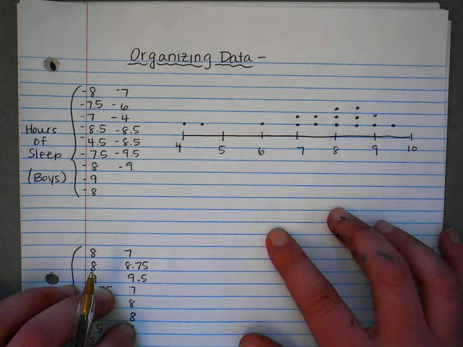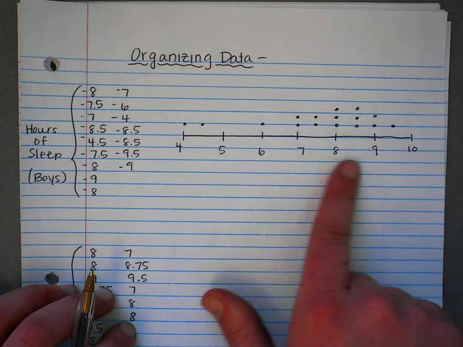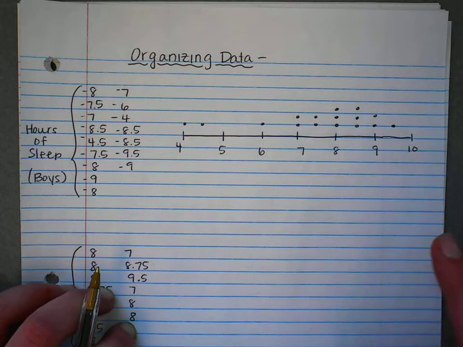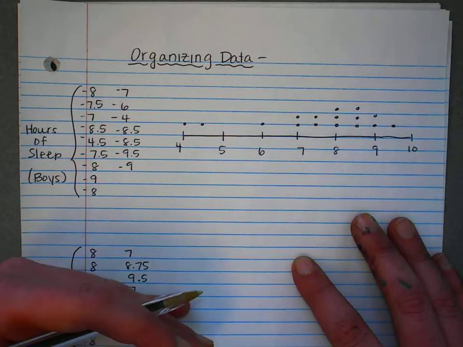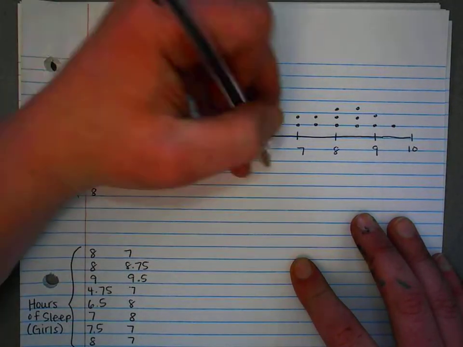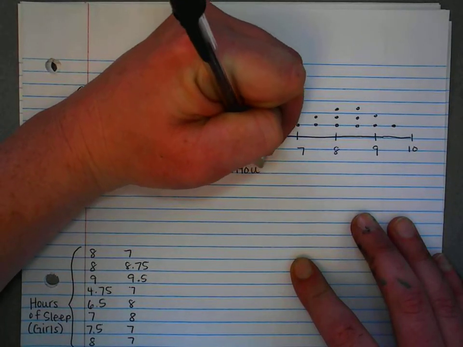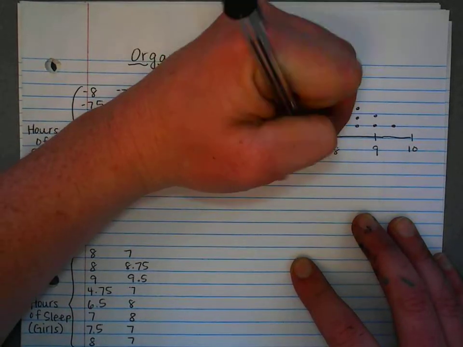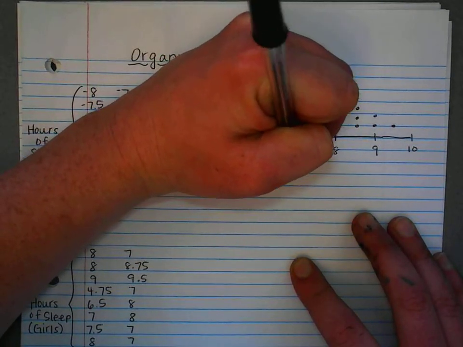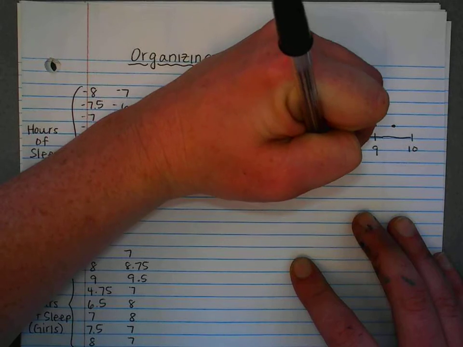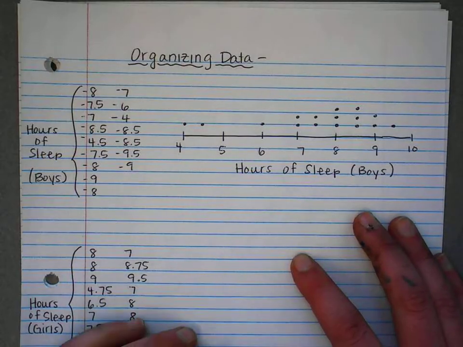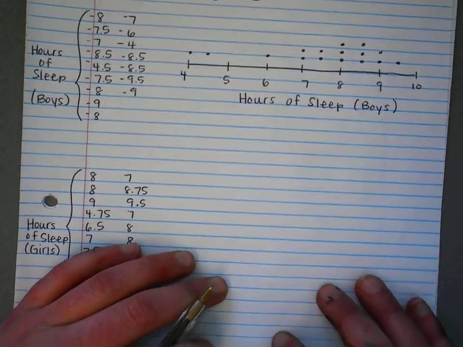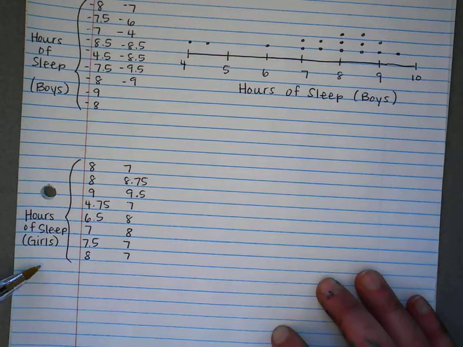Now, it's always important when you have any kind of chart, you need to make sure that you label it, because if somebody comes up and looks at this, they're not going to know what it represents. And so it's important to write that this chart represents the hours of sleep that the boys are getting. Now, we are also going to do the same thing. This is the hours of sleep that the girls got.